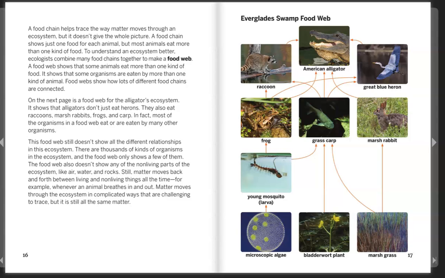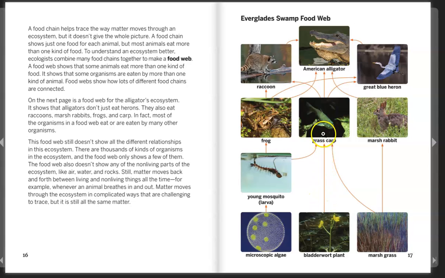This food web still doesn't show all the different relationships in this ecosystem. There are thousands of kinds of organisms in the ecosystem, and the food web only shows a few of them. The food web also doesn't show any of the non-living parts of the ecosystem, like air, water, and rocks. Still, matter moves back and forth between living and non-living things all the time. For example, whenever an animal breathes in or out, matter moves through the ecosystem in complicated ways that are challenging to trace, but it is still all the same matter.